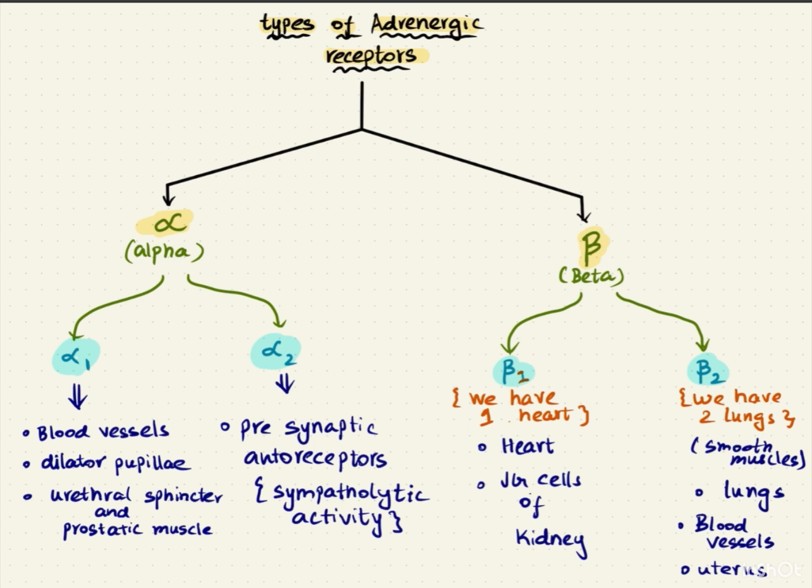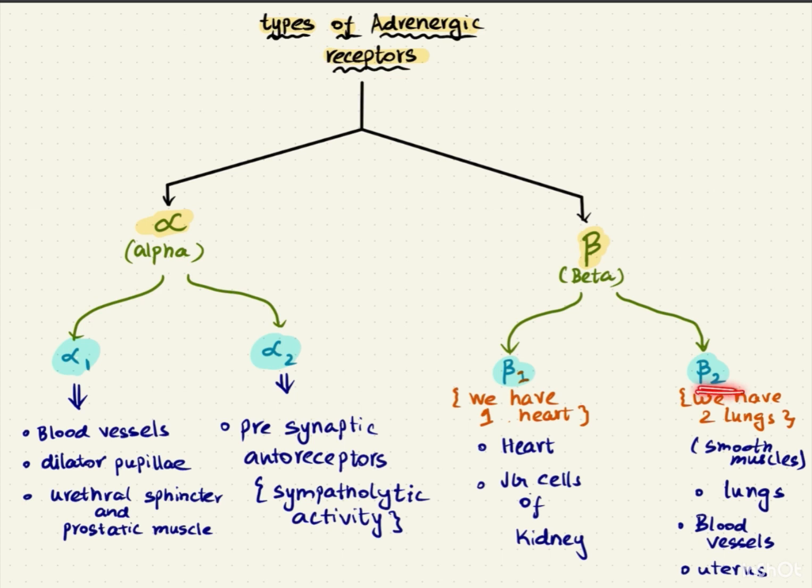Now, let us look at the location of beta 1 receptors. Beta 1 receptors are present in the heart. The way to remember this is that we have one heart. So, beta 1 receptors are present in the heart. Beta 1 receptors are also present in the JG cells of the kidney, the juxtaglomerular cells of the kidney.